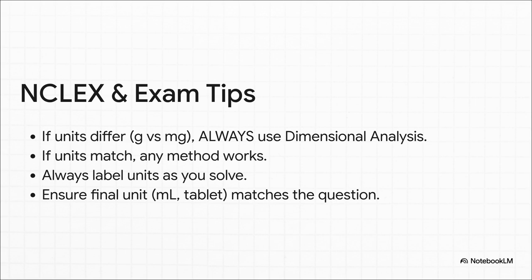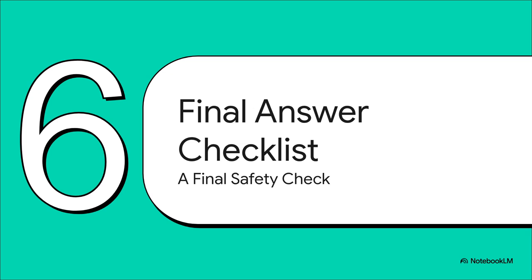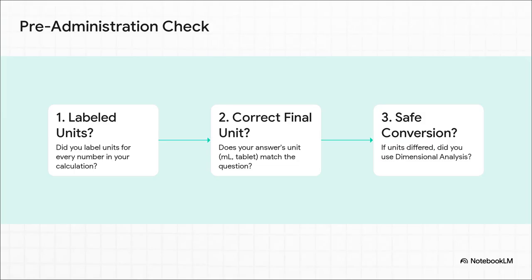And finally, before you ever act on a calculation, let's build in one last little safety check. Think of it as a quick mental checklist you can run through every single time just to be sure you've got it right. Okay, make this your habit. Before you do anything, ask yourself these 3 questions. Number 1, did I label all my units? Number 2, is my final unit correct? Am I looking for tablets or am I looking for ml? And number 3, if there was a unit conversion, did I use dimensional analysis? That little 2-second pause is your final line of defense against a med error.